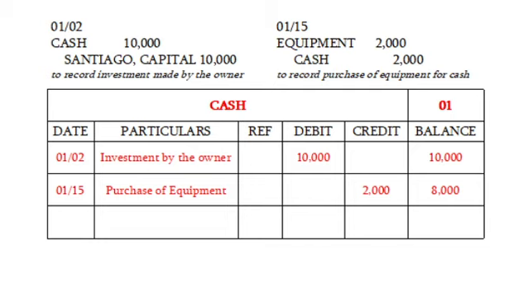Again, hindi lang cash yung gagawa natin ng ledger ha. Lahat ng account titles. So, kung titingnan natin yung ating journal entry, meron din account title na Santiago Capital, and meron din for equipment. So, lahat yan gagawa natin ng ledger. So, again, ang purpose ng ledger, para makita natin yung total balance for each account. So, for cash, meron tayong 8,000 na balance.